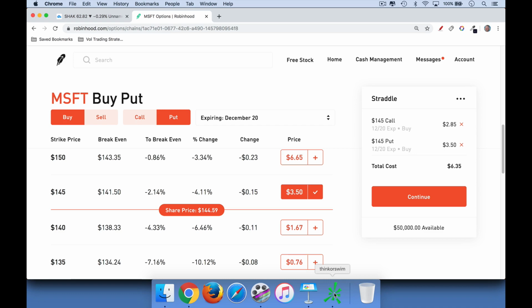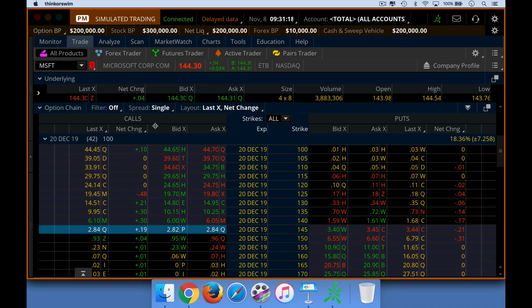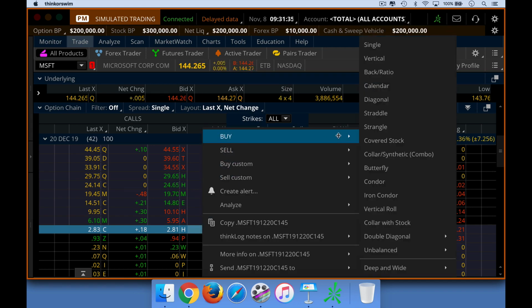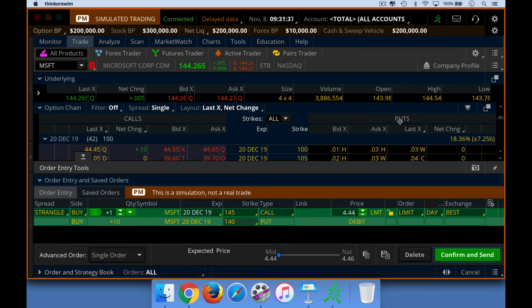So before I forget, we'll quickly go into Thinkorswim. We're going to do the same trade here just so you know how to enter it. We're going to look at Microsoft. We're going to look at the December 20th long strangle. So the stock's currently trading at 145 roughly. So we're going to go over here to the call side. We're going to right click and we're going to say buy a strangle.